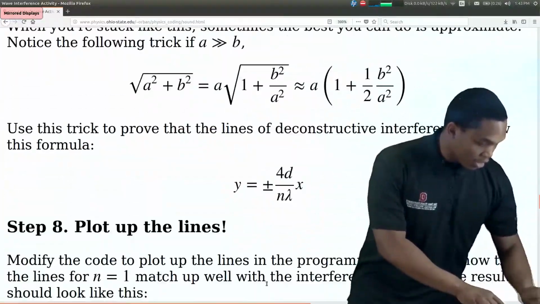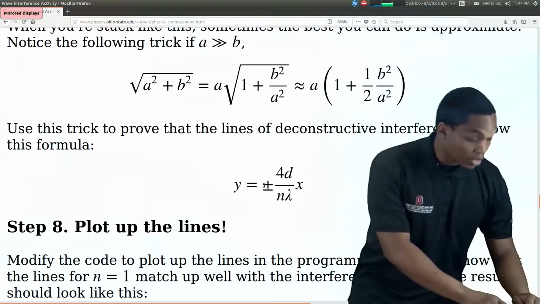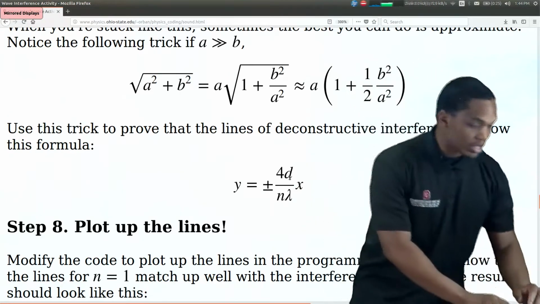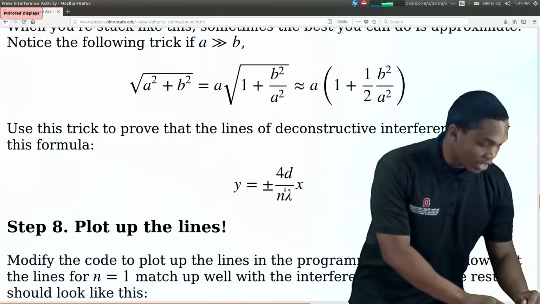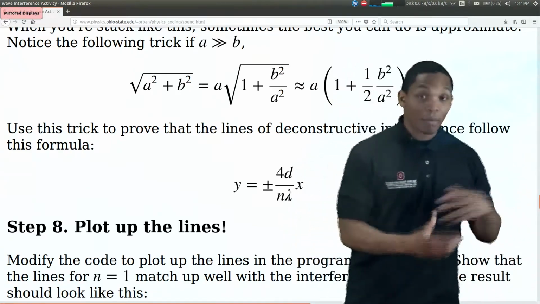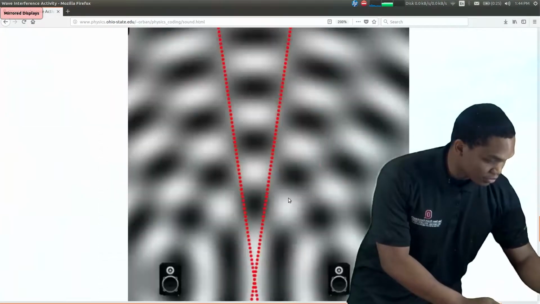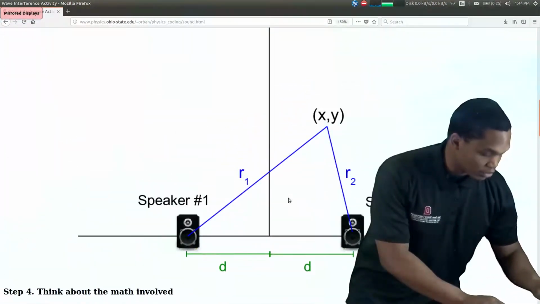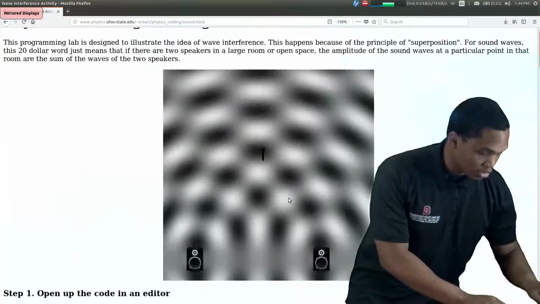So we have our big thing. We got the y plus or minus, and then we got our 4d. We're going to talk about that d in our editor in a little while. And we got our n and lambda. So keep that in your mind. I'm about to jump to the code, okay? So let's jump to the code and let's see how this will play out.